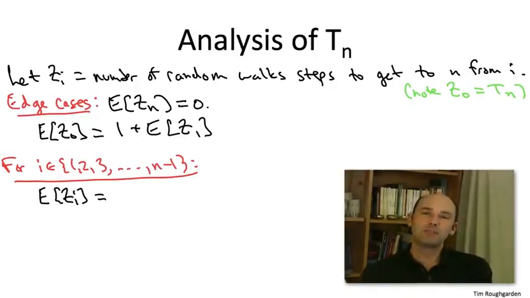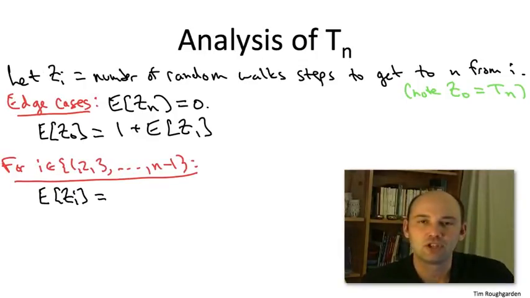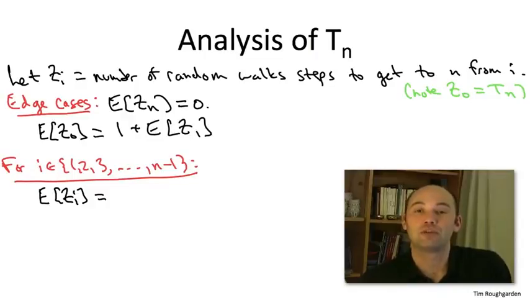But if you think about it, we can play exactly the same game with the intermediate values of i as well. We can relate the expected value of z sub i to the expected values of z sub i minus 1 and z sub i plus 1.